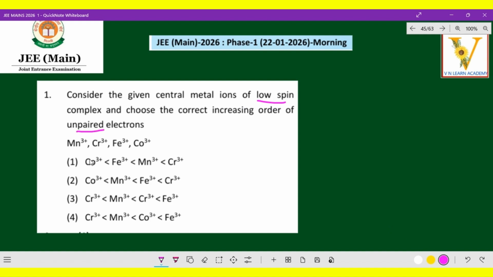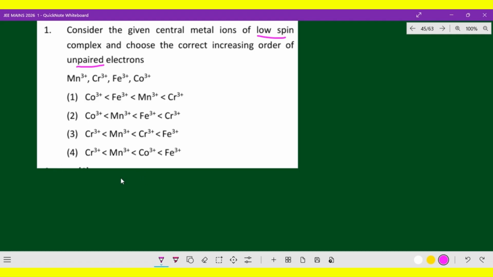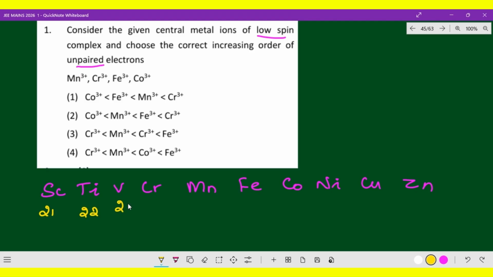unpaired electrons. So we can easily identify if we know the order and the atomic number. In the series from scandium to zinc, if you know the atomic numbers and order, it will be easy to identify the increasing order. So scandium, titanium, vanadium, chromium, manganese, iron, cobalt, nickel, copper, and zinc. Right. Now the atomic numbers are 21, 22, 23, 24, 25, 26, 27, 28, 29, and 30.